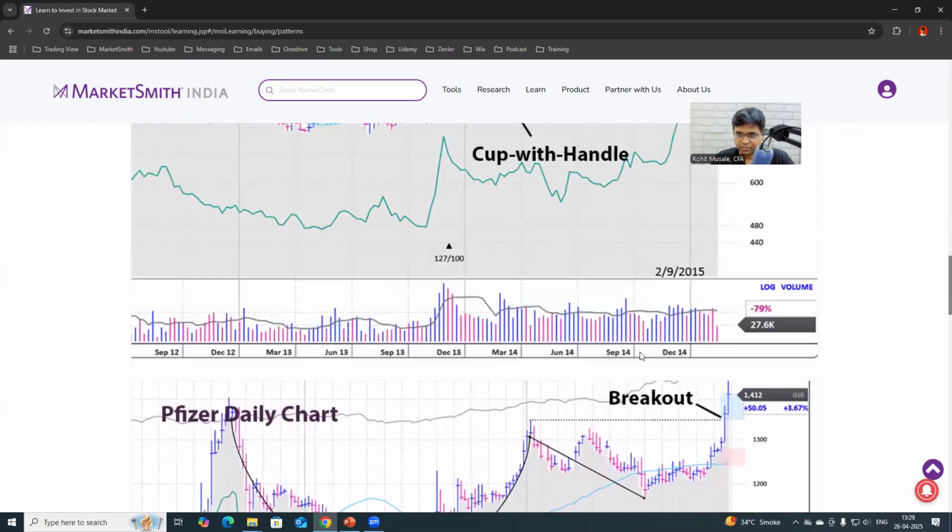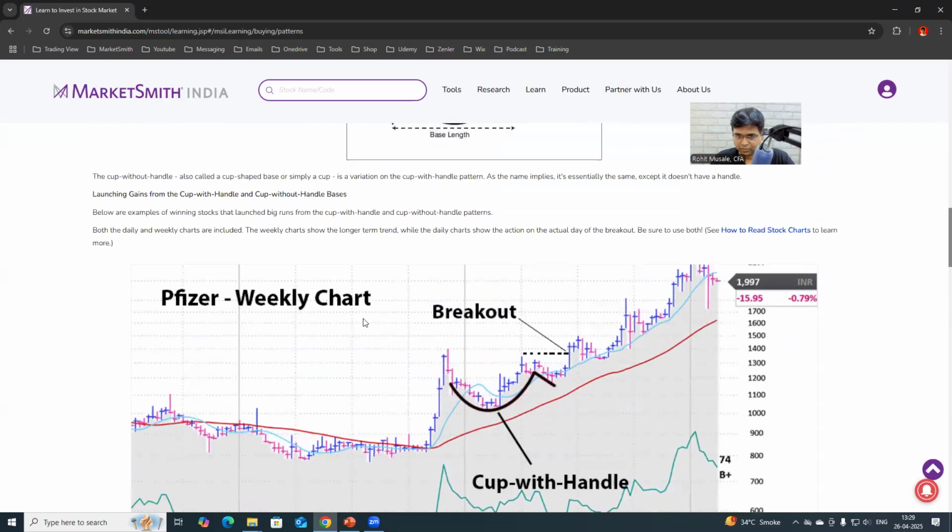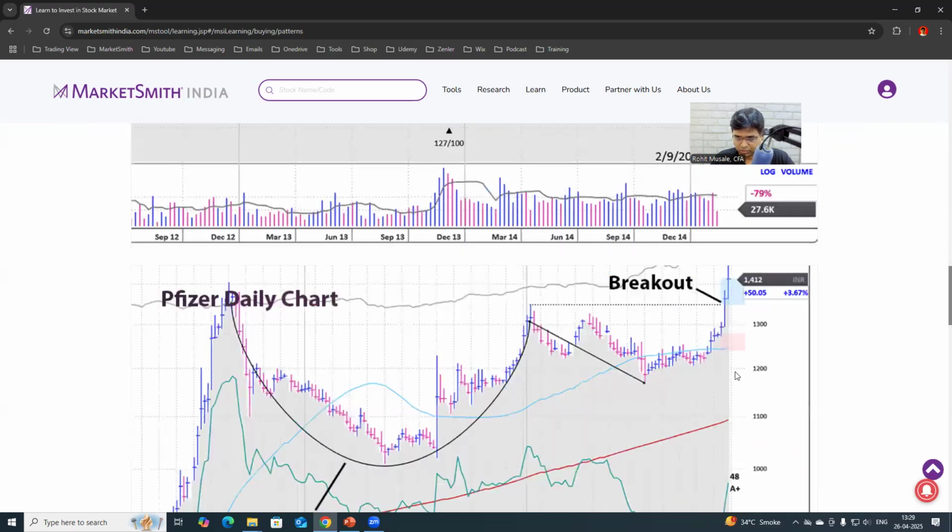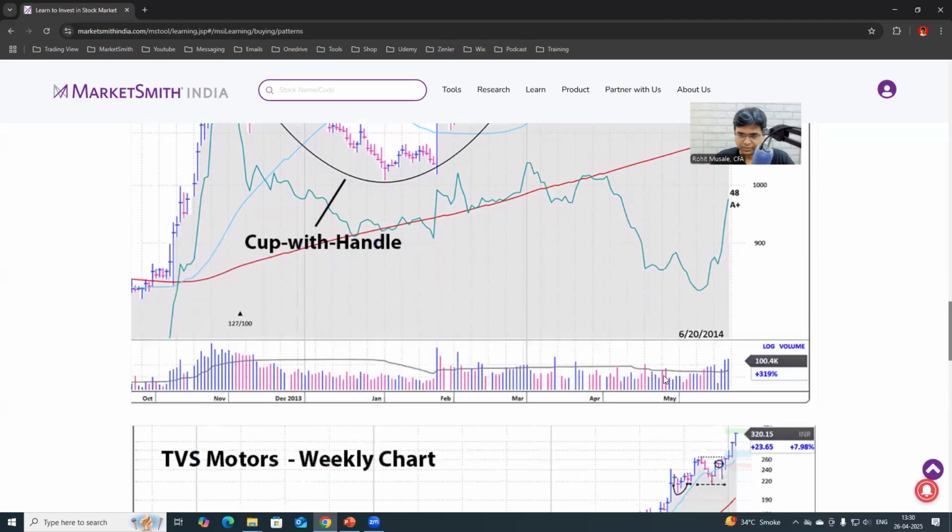This is the daily time frame chart. The weekly chart looks like this. The daily time frame looks more broad. So that's the breakout. Look at that blue color zone. That 5% zone is the place where you start buying shares.